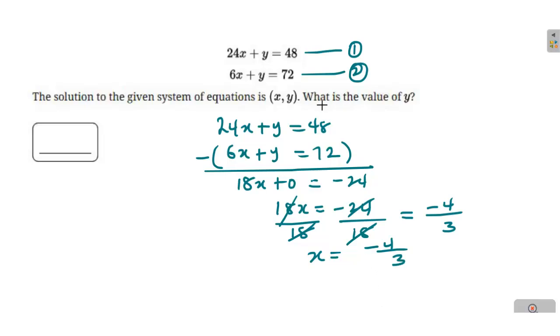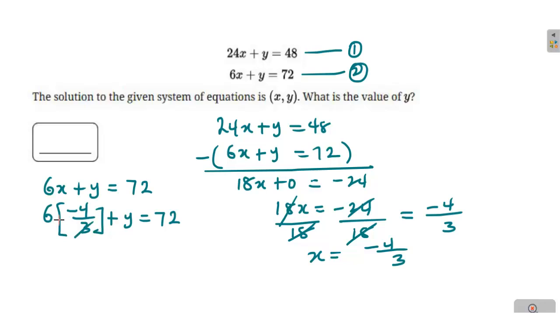But what we are required to find is not the value of x, it's actually the value of y. We were able to get the value of x by elimination because that was simple. So we can get the value of y by substituting x in any of the equations. Let's plug it into equation 2. So wherever we see x in equation 2, we replace it with minus 4 over 3. So we have 6x plus y is equal to 72. So 6 into bracket x, that is minus 4 over 3, plus y is equal to 72.